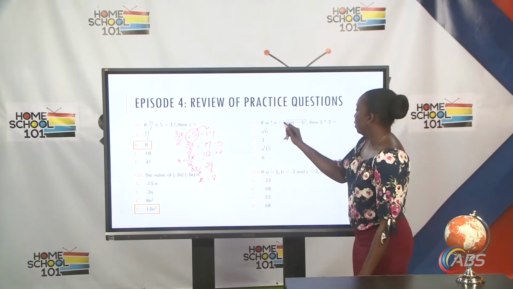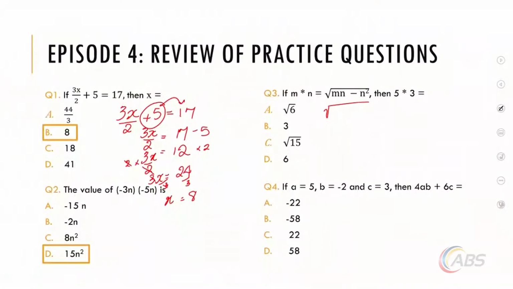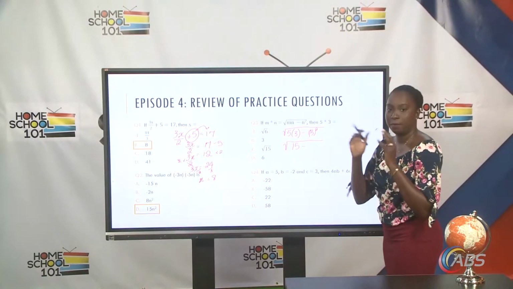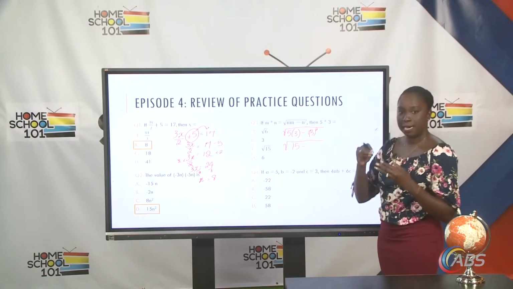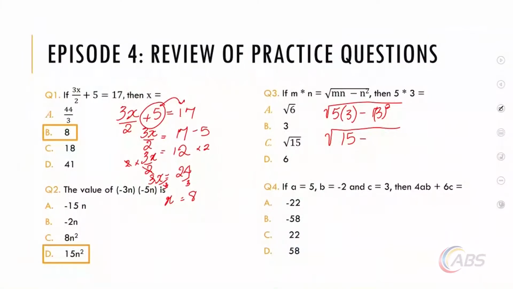All right? So using the square root, we're just going to substitute. So we're going to have the square root. M is 5 times n is 3 minus n squared. N is 3, and so it's 3 squared. Okay, so 5 times 3 is 15 minus 3 squared. Remember, when you square something, the base is multiplied by itself as many times as the power. So in this case, it's squared. So 3 times 3 is 9.